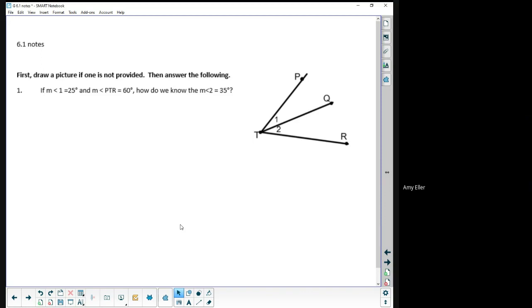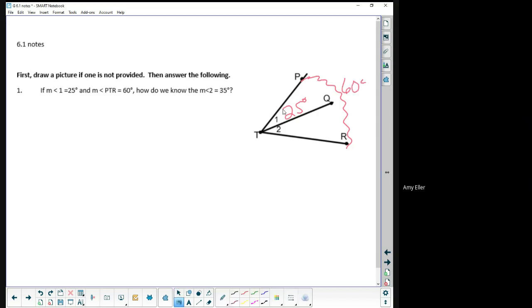All right, so it might say prove, it might say justify, it might say explain or show that. It all means the same thing. Just kind of explain in your own words how to do it. So number 1, first, draw a picture if one is not provided. Then answer the following. If the measure of angle 1 is 25, let's label that, and the measure of angle PTR, trace out P to T to R, is 60.